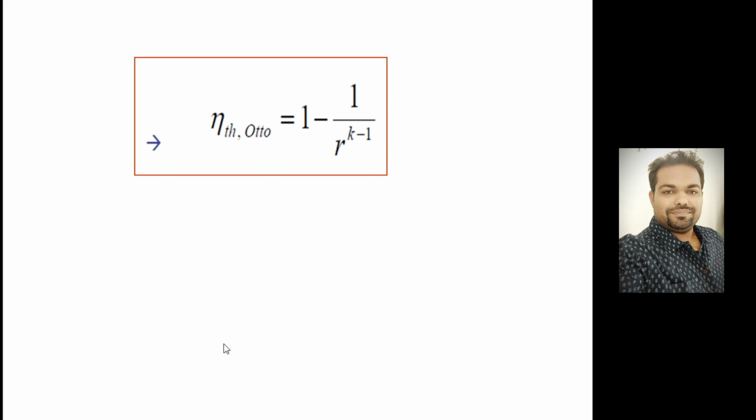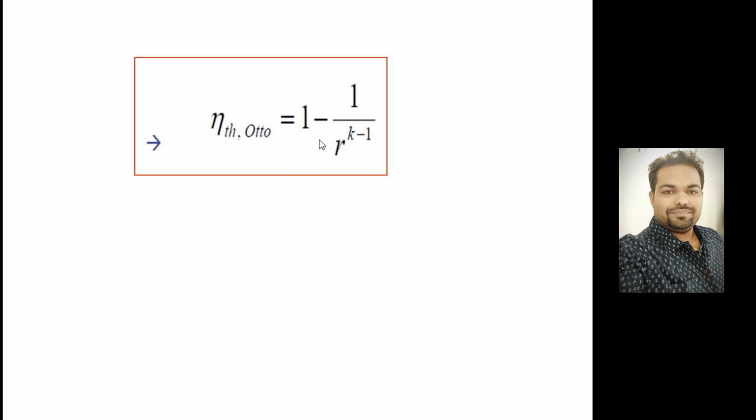Compression ratio, as I said, is the ratio of volume at bottom dead center divided by volume at top dead center. Or you can say r is equal to volume at 2 divided by volume at 1. So for compression process 1 to 2, the compression ratio will be the volume at 1 divided by the volume at 2. This ratio is known as the compression ratio.